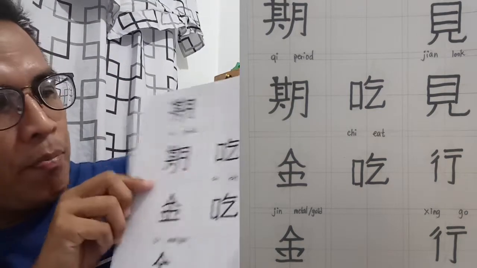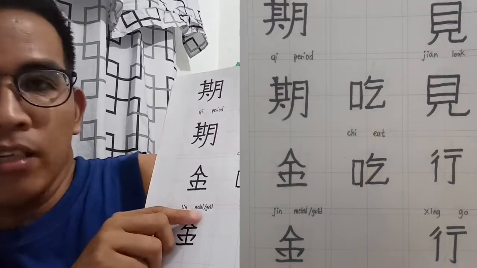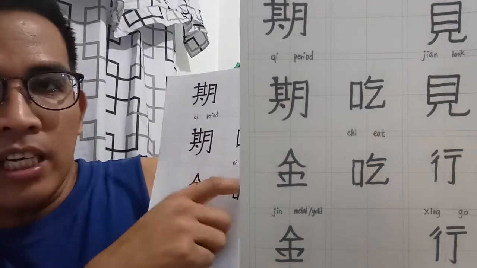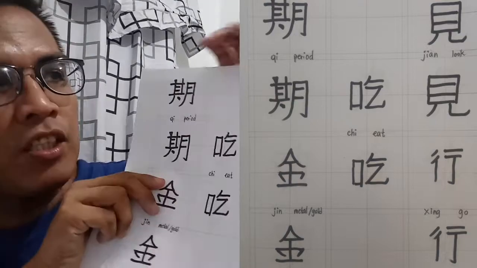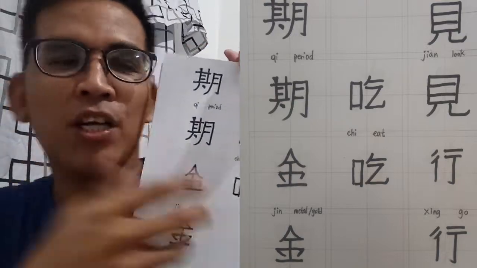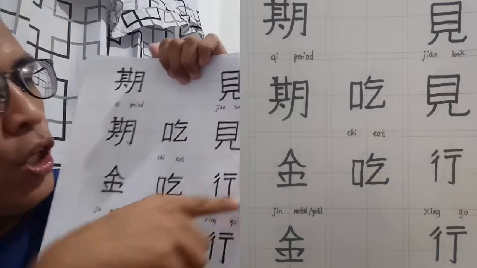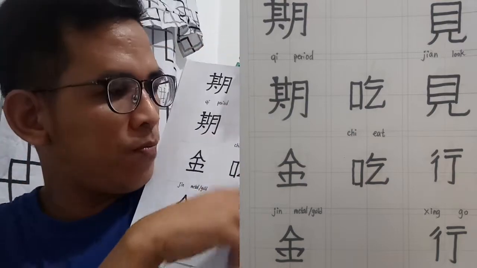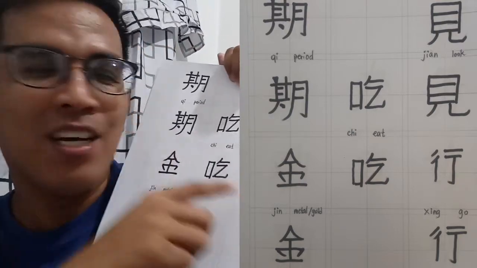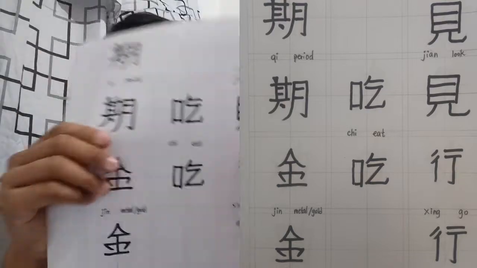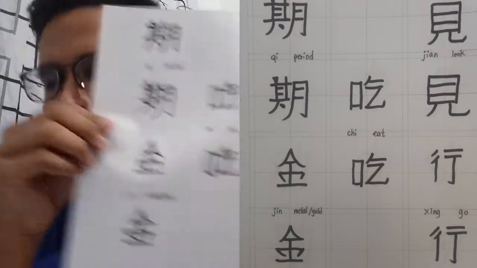Then also I have written this one. We have the ki or the period. Then we have the chin of metal or gold. Then we have the chi for eat, that's the verb. You just imagine parang siyang squares, right? It's really cute. And then Jian, that's for look. Then we have Shing for go. Ayan. So, almost similar to Korean characters.